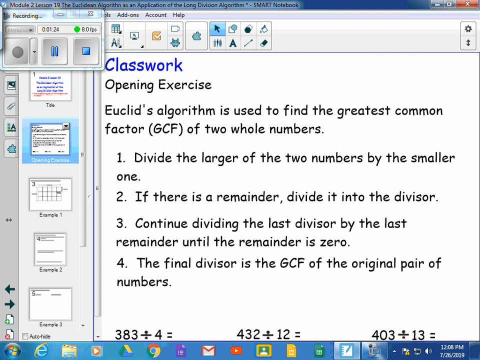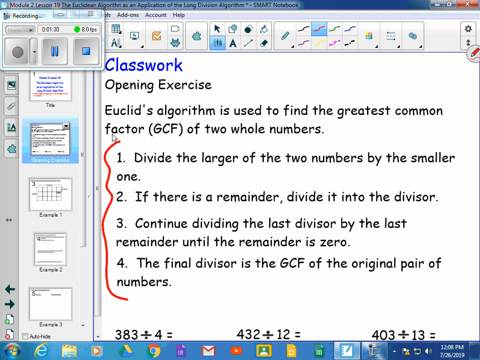And in your opening, it lists the 4 steps of Euclid's algorithm. So what I would do is circle that, put a bracket around it, something so that you can go back to it if necessary. We're going to use these steps to find the greatest common factor of 2 numbers. We're going to divide the larger of the 2 numbers by the smaller one. If there is a remainder, we're going to divide it into the divisor. We're going to continue dividing that last divisor by the last remainder until the remainder is 0.